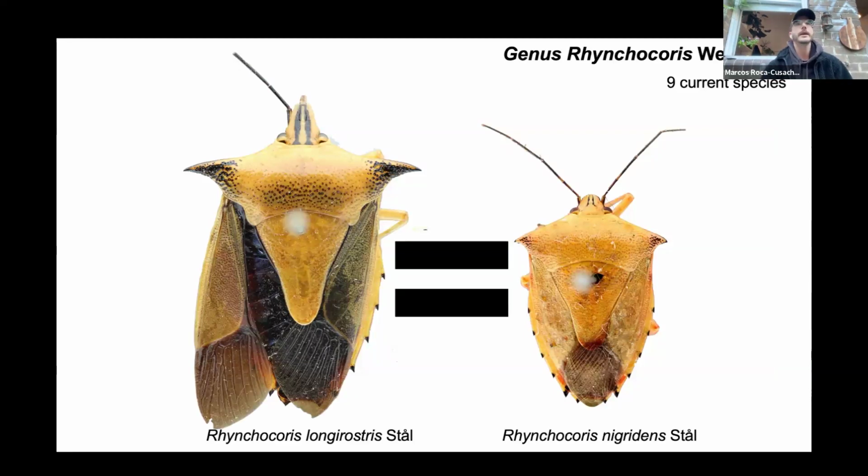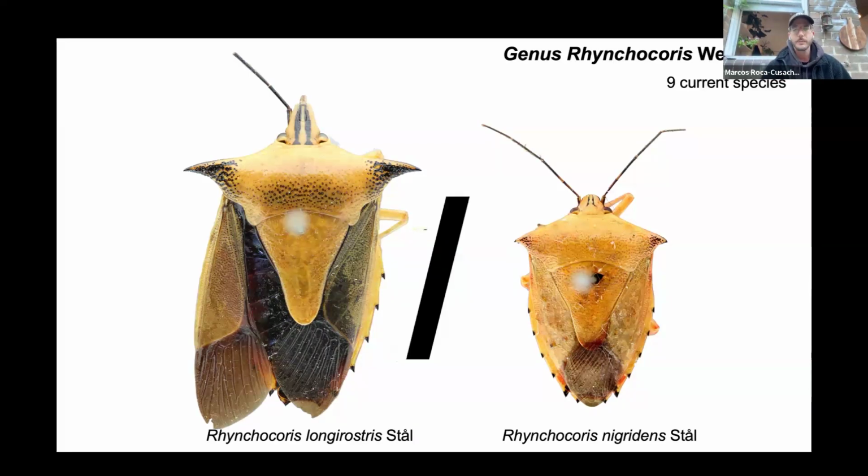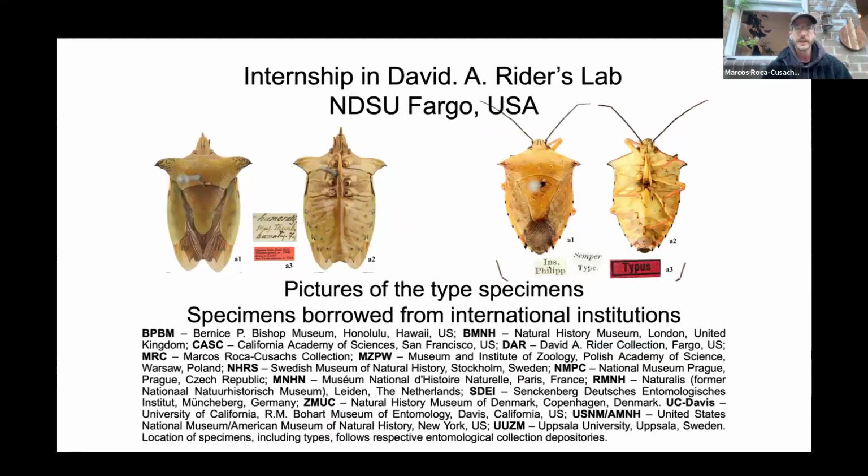And when revising all these specimens, I was surprised. I wondered, okay, I've got these two things here, do they really look the same, or should they be split? And should I focus on trying to see what the differences are besides the most obvious ones? So after an internship in David Rider's lab in Fargo, where he kindly helped me out and showed me all his collection and all his work from previous years, we borrowed pictures of the type specimens, and he kindly shared some of the type specimens he had with me.